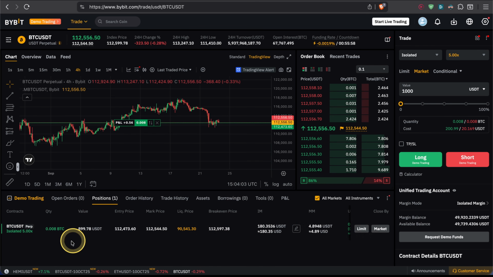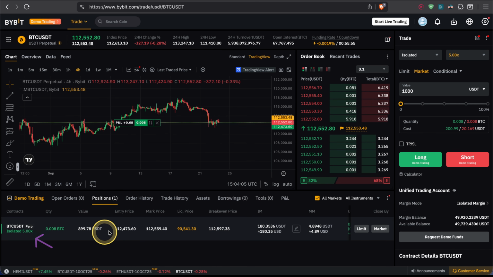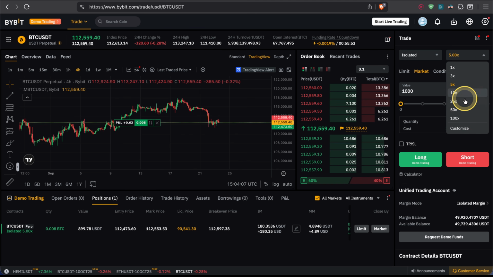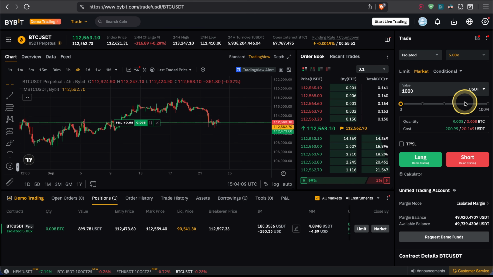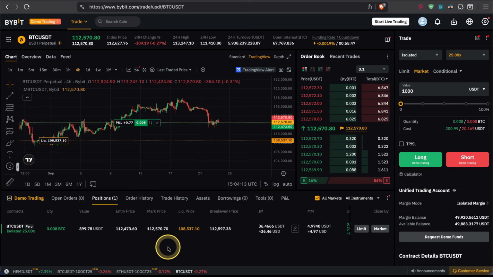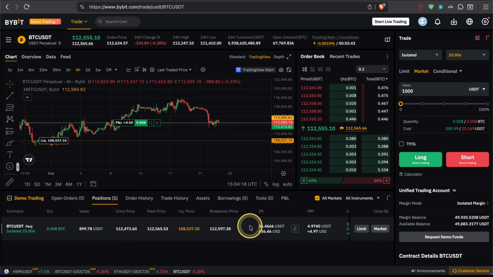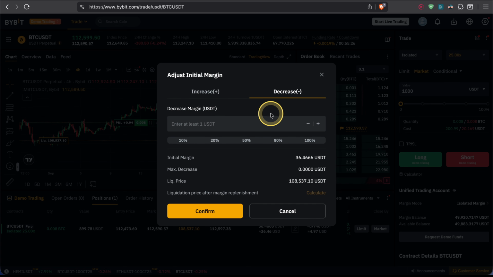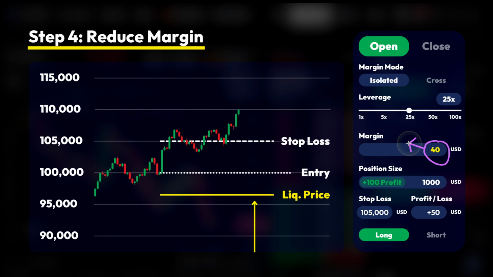To increase the leverage right here of an opened trade on Bybit, we simply can go up here and change this to a 25x leverage, and you will directly see that the leverage is increased. And I also right now have the automatic margin mode activated, which means my margin is also automatically reduced to a bit less than $40 in here. You could also do this manually by just going in here to decrease any of your excess margin that you have in this trade. We can now use this freed up capital, for example, to open further trades or to even further increase this trade.